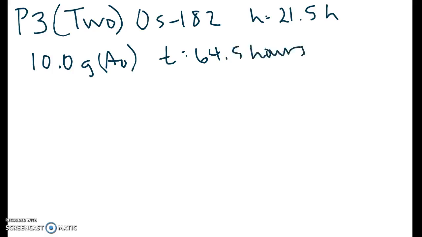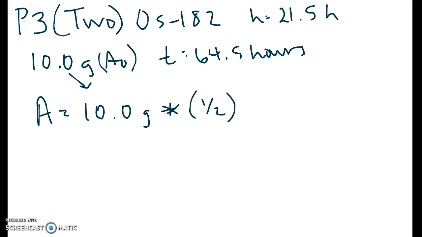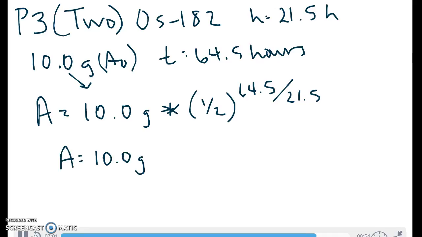So as I set this equation up, I have A equals 10.0 grams, because that's my AO, times 1/2. And I'm going to have time divided by the half-life for my exponent. So 64.5 divided by a half-life of 21.5. So when you take 64.5 divided by 21.5, you get 3. So A equals 10.0 grams times 1/2 to the 3rd power, because that's 3 half-lives that I have to go through.